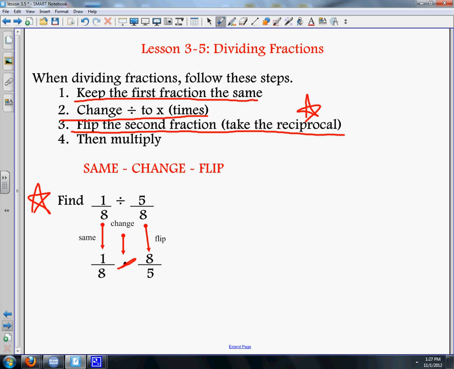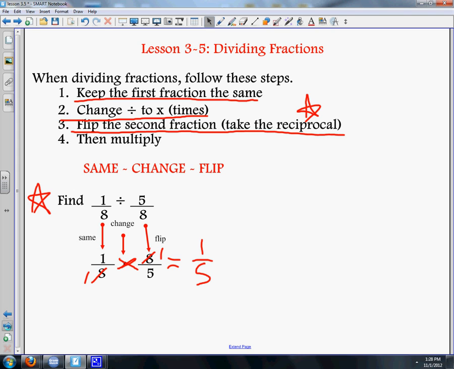Basically, you look at the numbers across from each other, and you see what's the number that divides both of those evenly. 8 and 8. 8 divides both of those evenly. 8 divides 8 once. 8 divides 8 once. Can't do anything to the 1 and 5, so now we multiply across. 1 times 1 is 1. 1 times 5 is 5. So, there's the 4 easy steps.